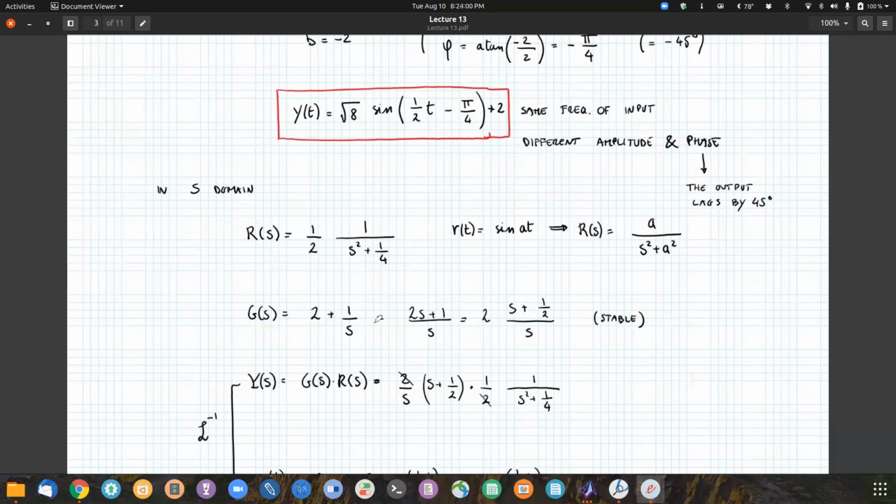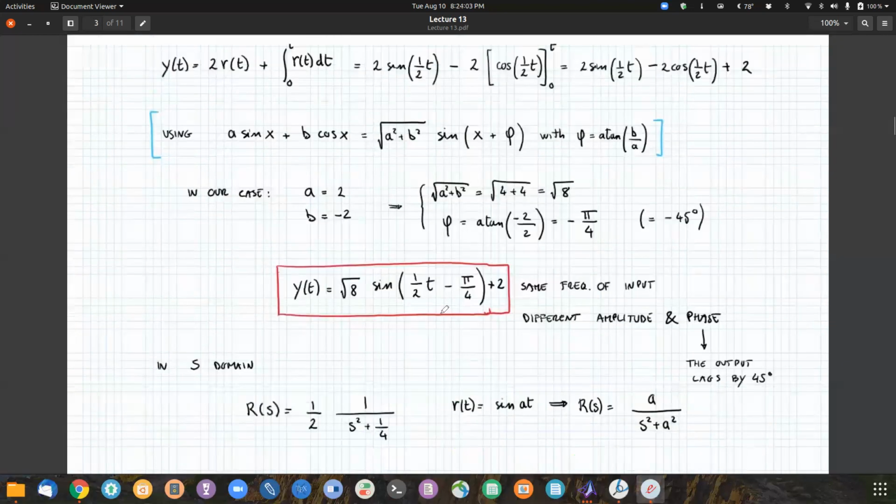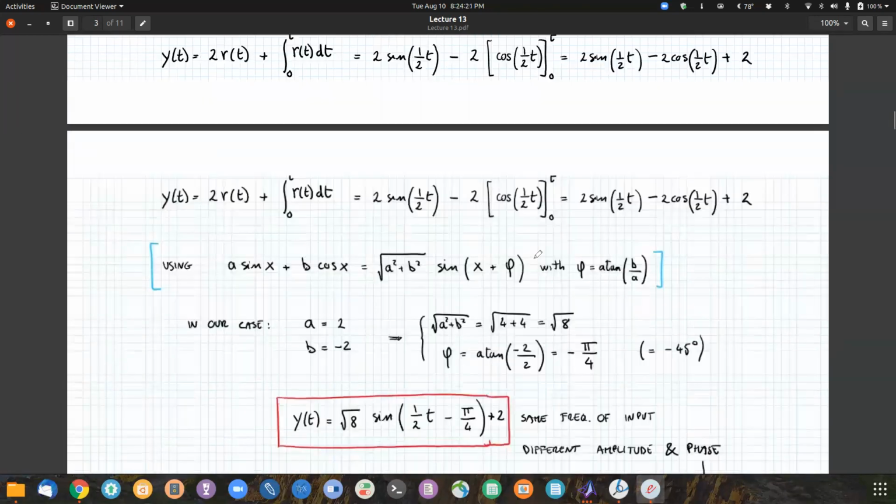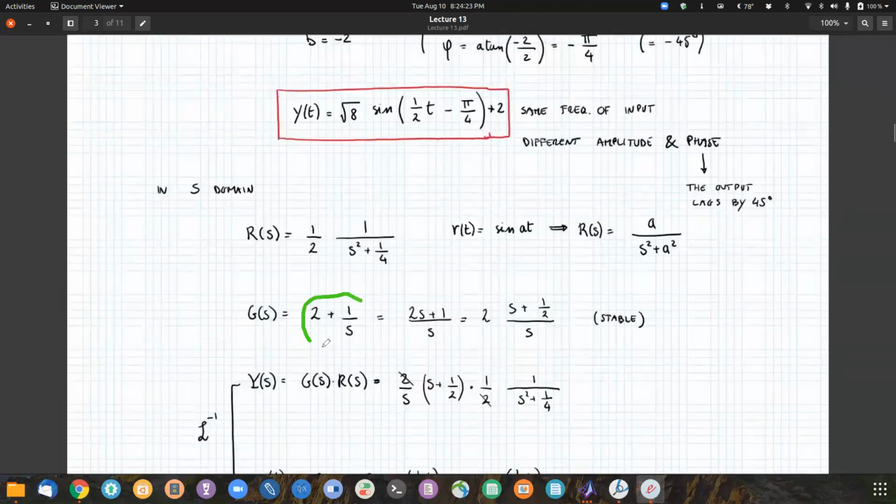G of s is quite easy to find because if we go back, we simply have 2, a multiplier, just a scalar, plus the integration operation. But integration in the S domain is 1 over s. So G of s is simply 2 plus 1 over s. Now, if we want just one fraction, that is going to be 2s plus 1 over s, or 2 times s plus 1/2 over s. And that is exactly the system that I considered in case B in MATLAB.